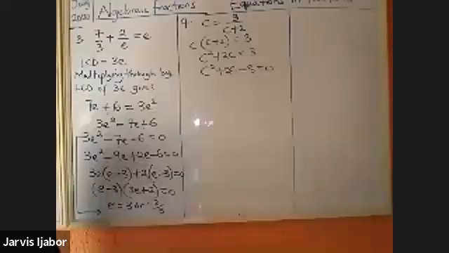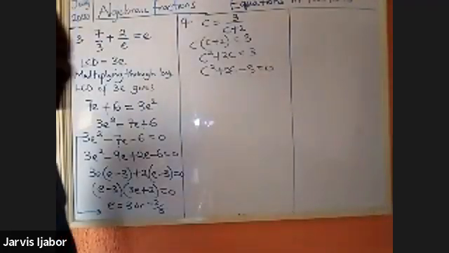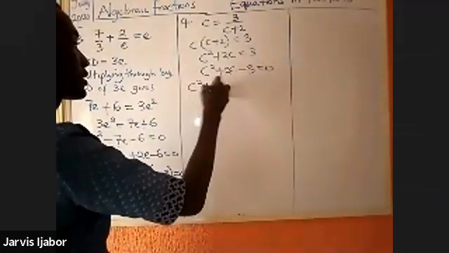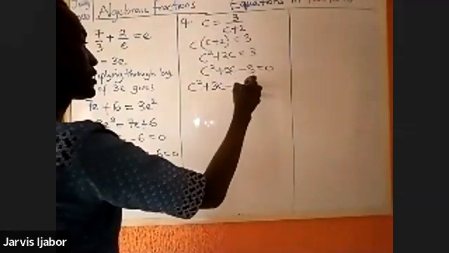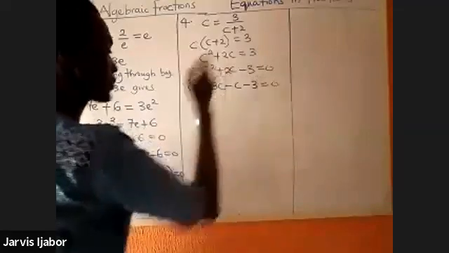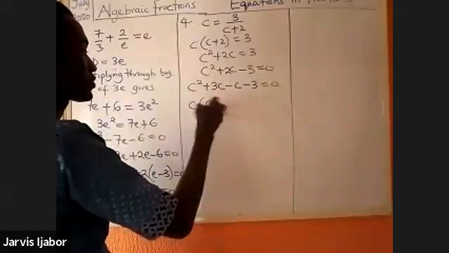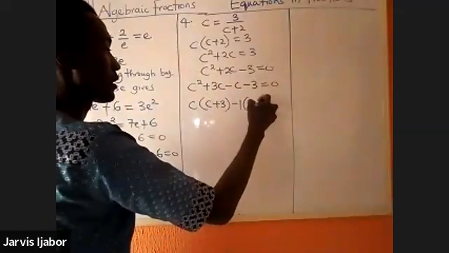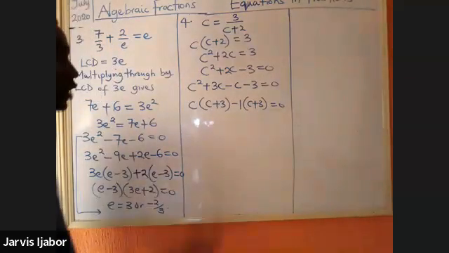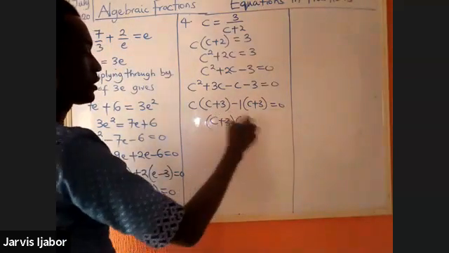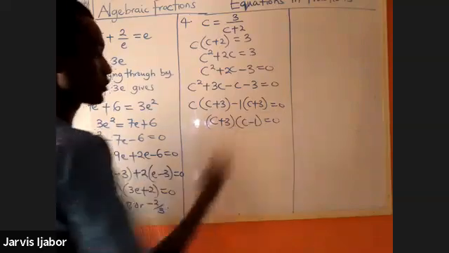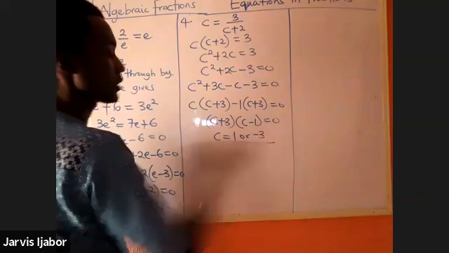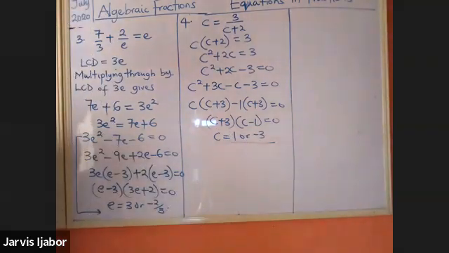So what do you do at this point? Applying our technique, the sum is positive, so I'm going to have C squared plus 3C minus C minus 3 equal to 0. So from here, it will be C into C plus 3 minus 1 into C plus 3 equal to 0. So that will mean C plus 3 into C minus 1 is equal to 0, meaning that C is equal to 1 or what? Minus 3. And that will be the answer to that question.